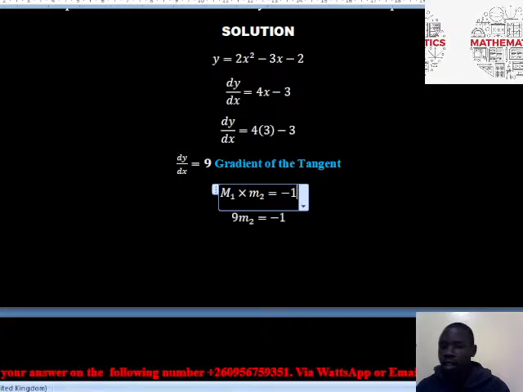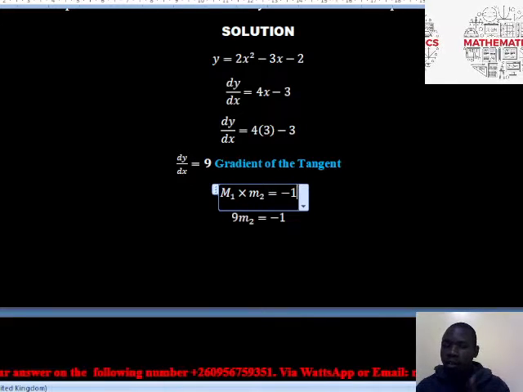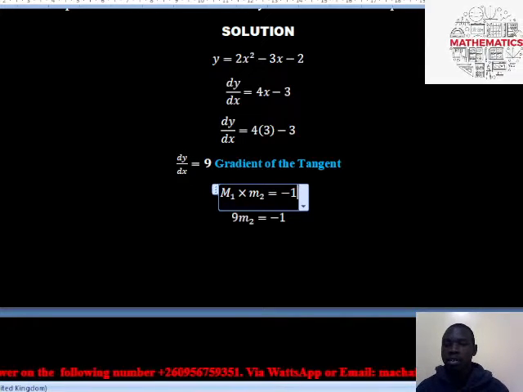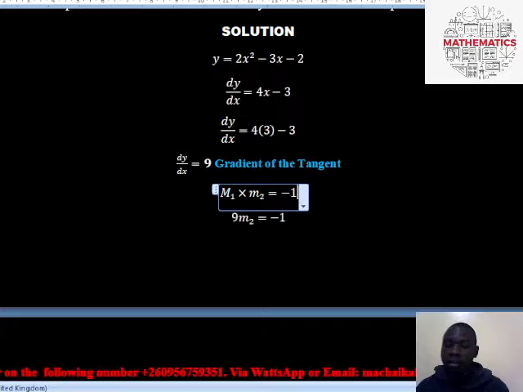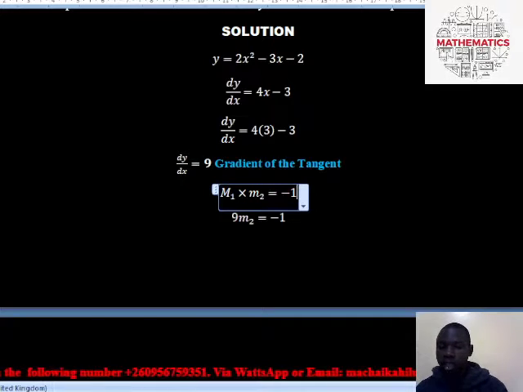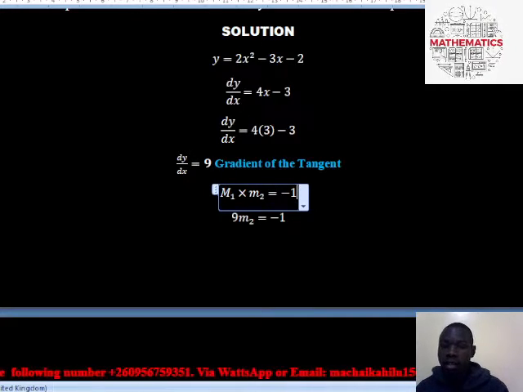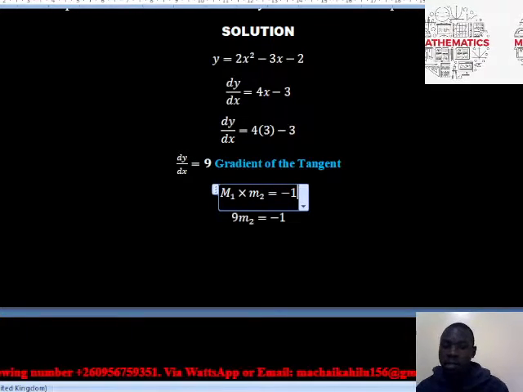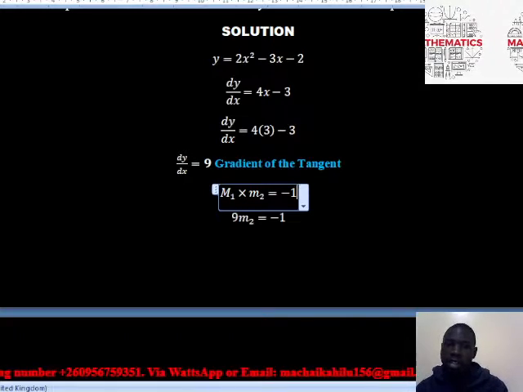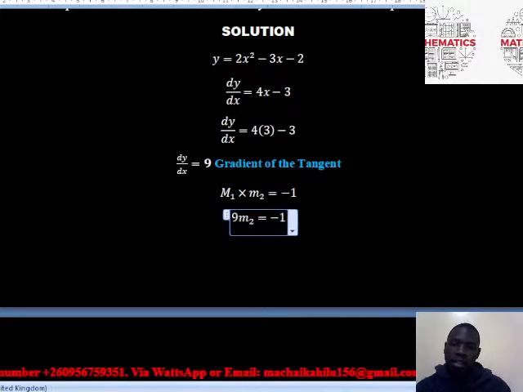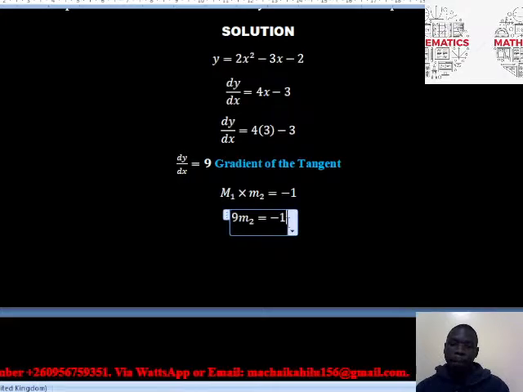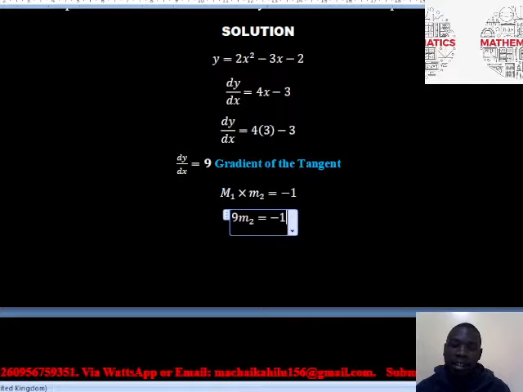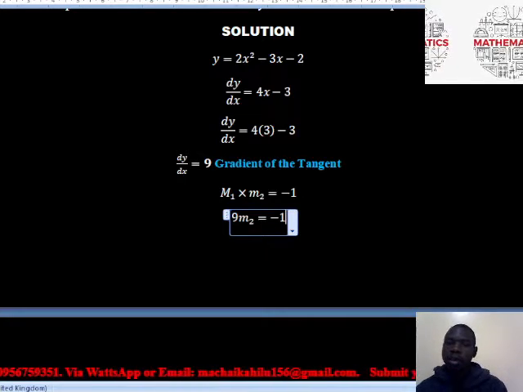So now when you look at that formula, we only have one value of gradient, which is M1. We only have the value of M1, and we want to find the value of M2, which represents the gradient of the normal. So all we need to do is replace where there is M1 with our value, which is 9. So where there is M1, I have put 9 times M2 is equal to negative 1.